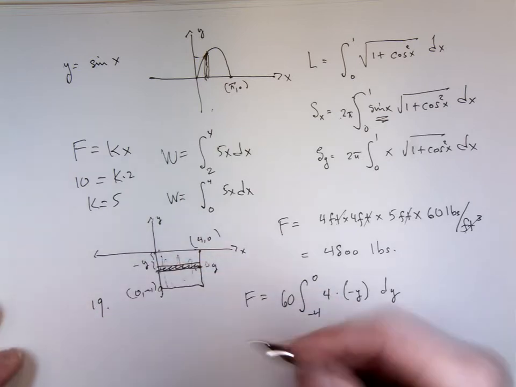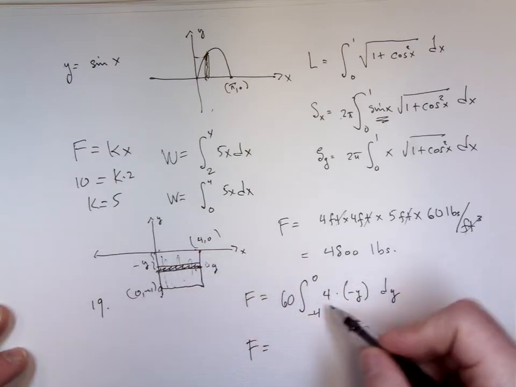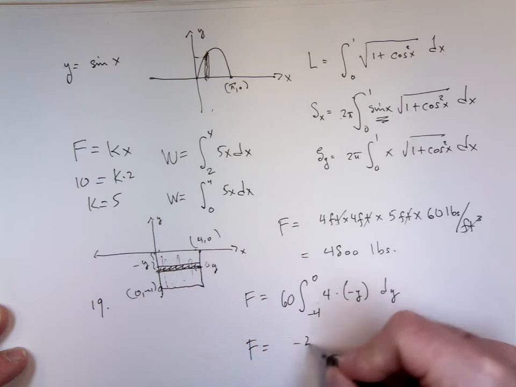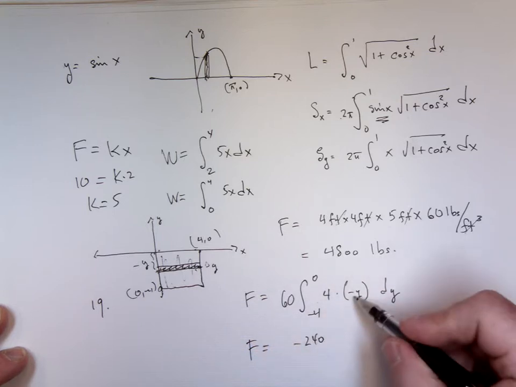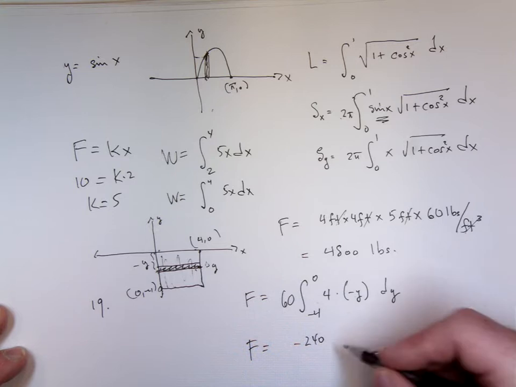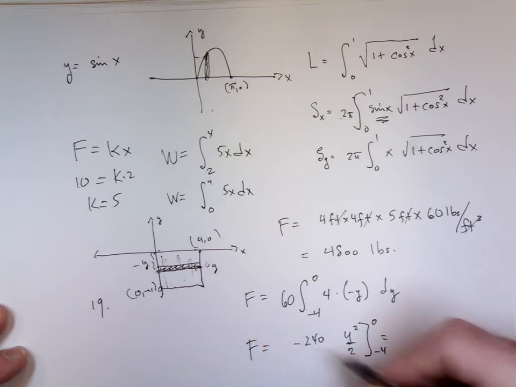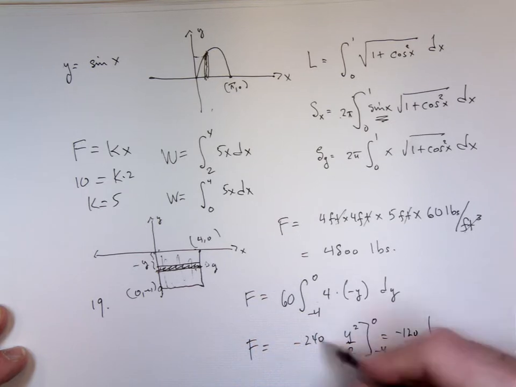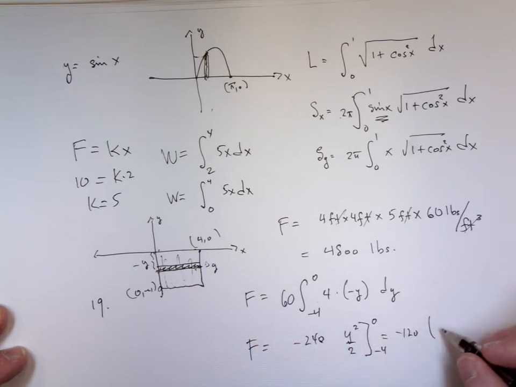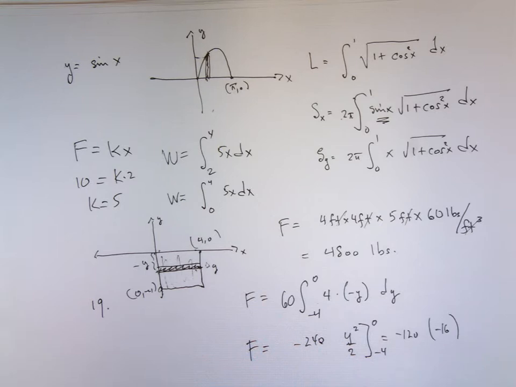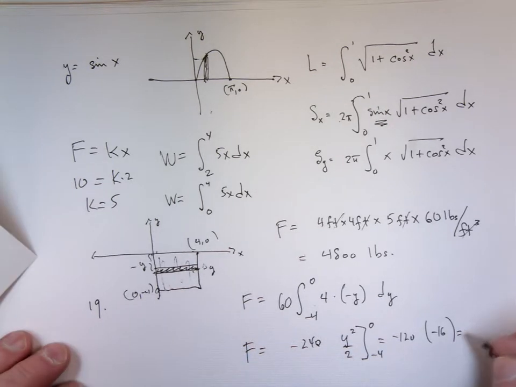Now I'll do the integral. What the heck? If you do the integral, you get negative 240. The integral, I took a negative 1 and a 4 out. The integral of y squared over 2, so you got negative 120. And then you got a 0 minus 16. You got negative 120 times negative 16, 1920, I think. That's what it looks like.